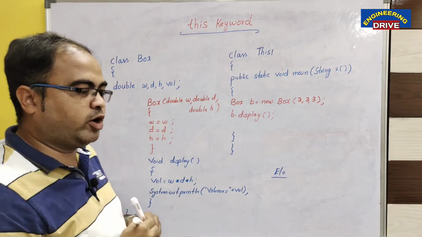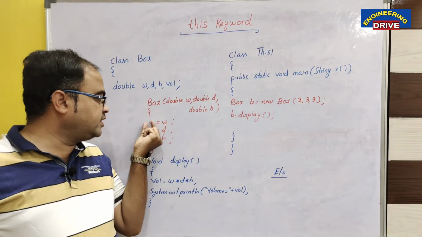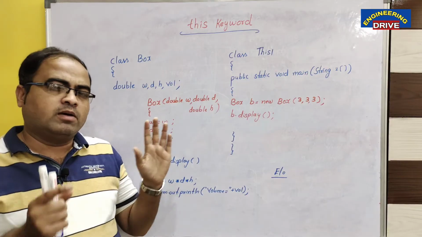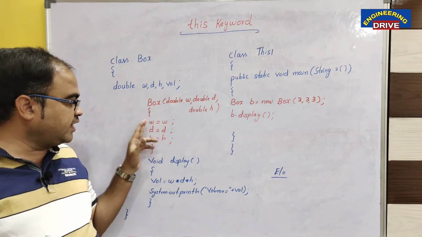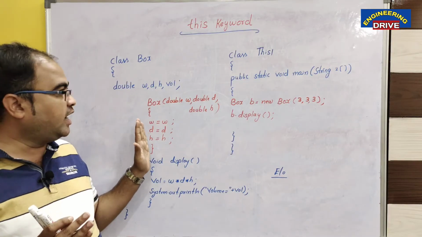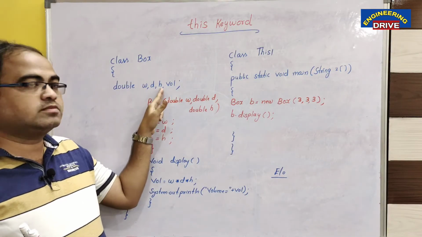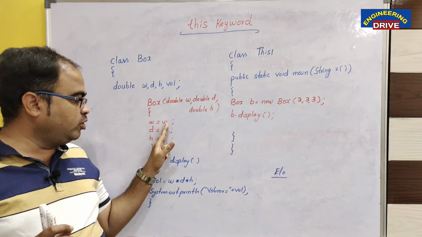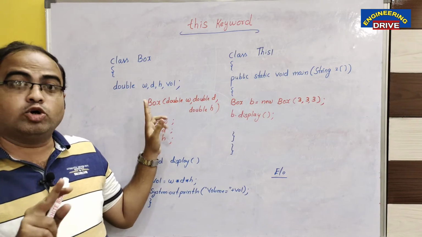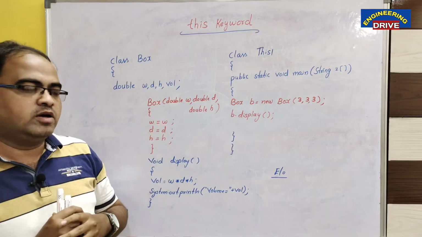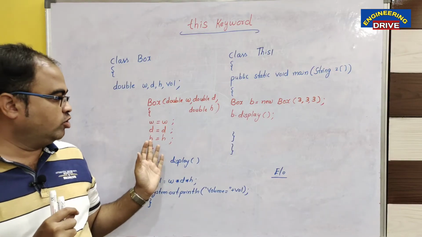Now you can see one point here is, this W is same, this W is same. But meaning is different here. This W is nothing but left side W, D, H. These are members of this class Box. Whereas the right side W, D, H, they are the parameters of this constructor Box. Both are different here.